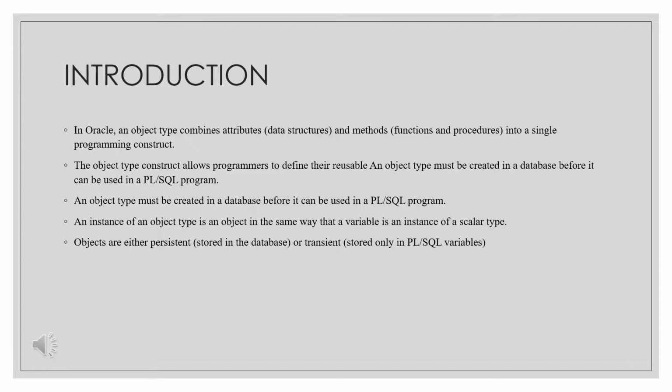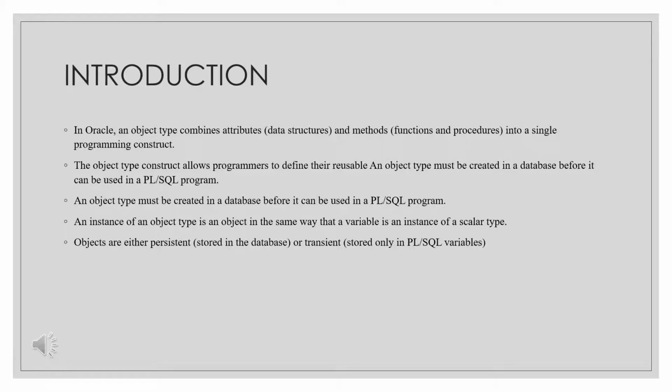Just like classes in any object-oriented programming language like C or C++, which have their own attributes and methods, and which then help create instances, called objects in those languages. The object type construct allows programmers to define their reusable code. We have to note down that this object type code is reusable. It's just like a class in any other programming language.